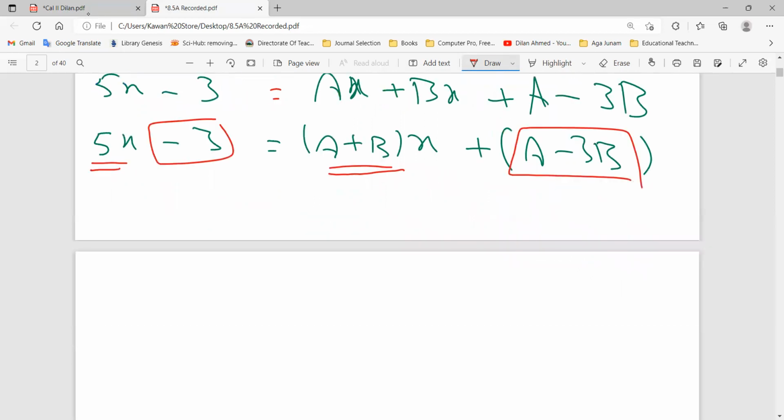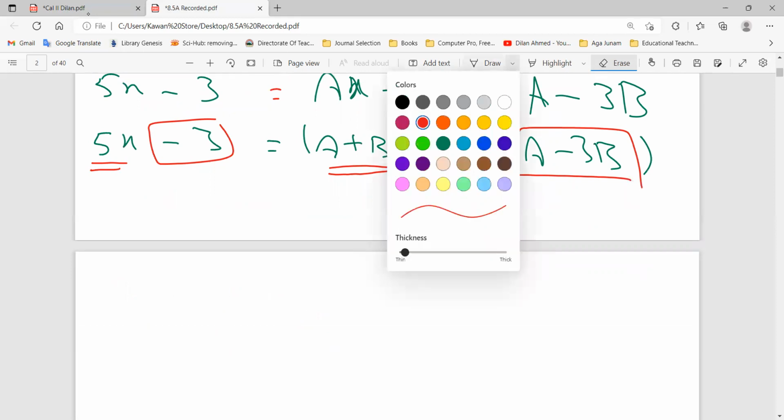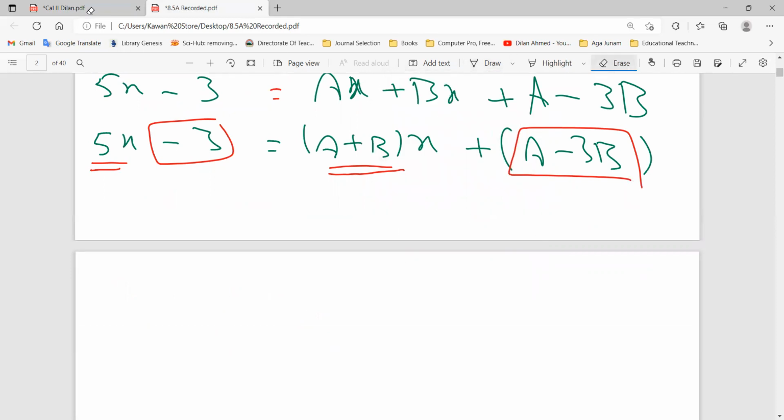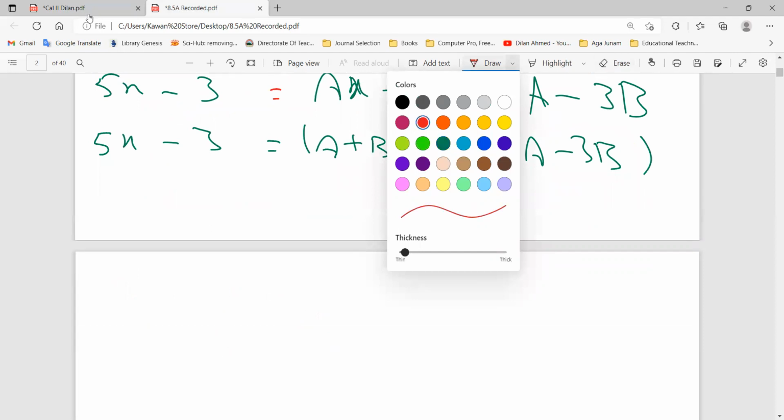So in that case, 5 will be what? A plus b. And minus 3 will be what? A minus 3b. Did you understand that also? Till here, there is no question, right?